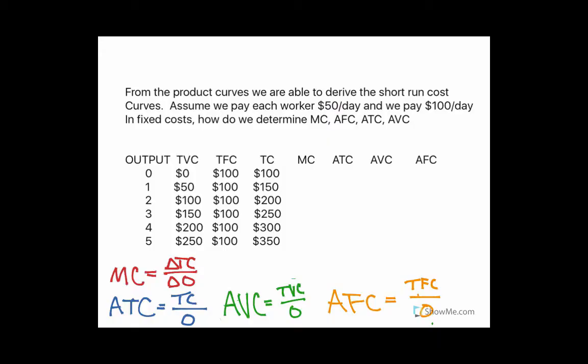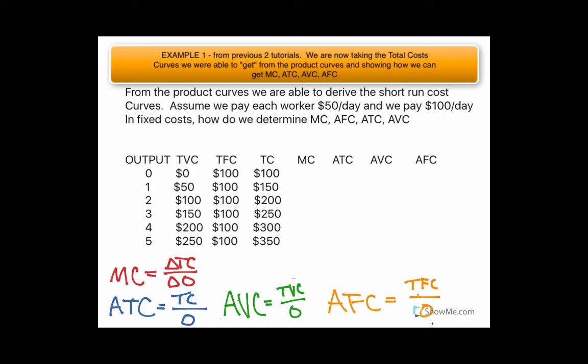Alright, so this is a continuation of the previous video of product and cost curves, and we changed the output just to make it a little bit easier for the math here. So it gives us the output, total variable cost, and the total cost of all these levels of output. And we're asked to find the marginal cost, average total cost, average variable cost, and average fixed cost of each level of output.